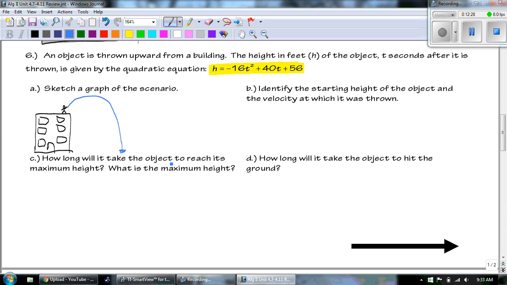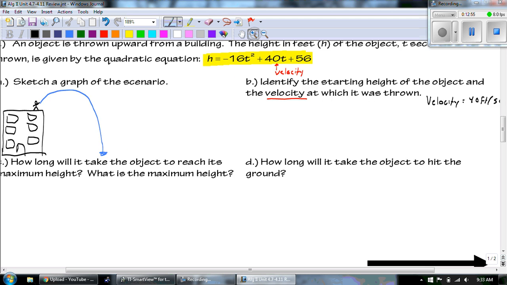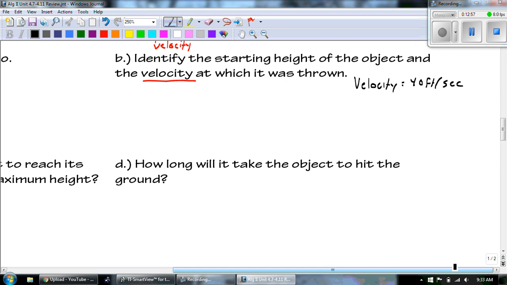Now, identify the starting height of the object and the velocity at which it's thrown. The nice thing is, inside the equation, this is the velocity right here, okay? So right away we can say that the velocity equals 40 feet per second. We need to have both the variables there, the units: it's 40 feet per second.